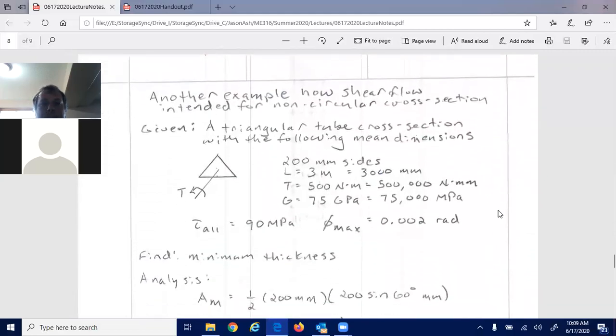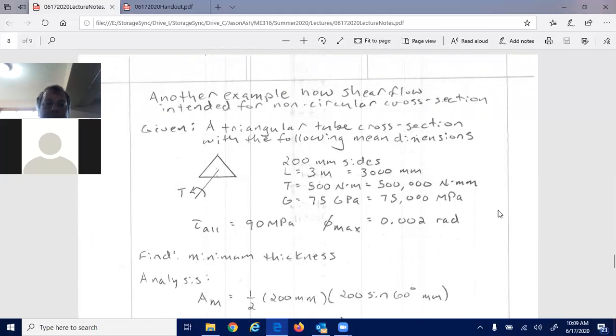Here's another example of how shear flow was intended for non-circular cross sections. And so that previous example is really just to compare and contrast the torsion formula, shear flow, and what happens when you put a slot in, looking at the membrane analogy. But for a circular tube, you're generally going to use your torsion formula to solve for that.